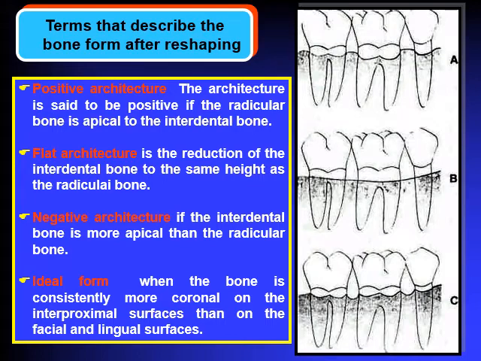Positive architecture, in this case, is said to be positive if the radicular bone is apical to the interdental bone. While negative architecture, as in C, is when the interdental bone is more apical than the radicular bone. This is the reverse of the positive architecture, which you see in A. A and C are the reverse of each other. While flat architecture is the reduction of the interdental bone to the same height as the radicular bone.